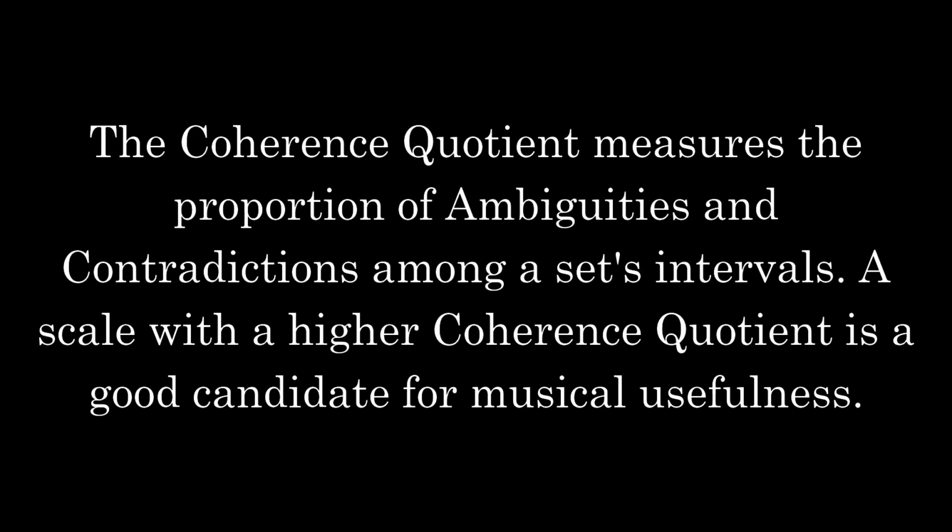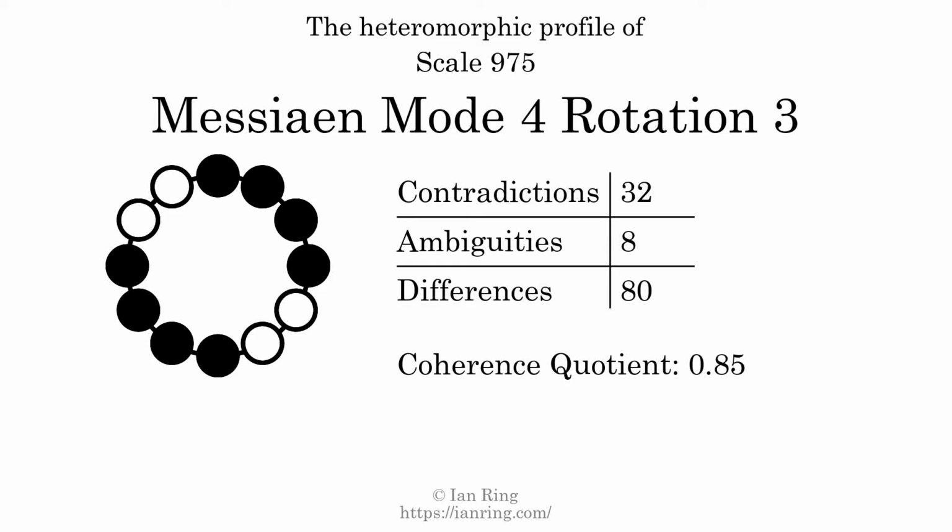The coherence quotient measures the proportion of ambiguities and contradictions among a set's intervals. A scale with a higher coherence quotient is a good candidate for musical usefulness. The coherence quotient is 0.85.